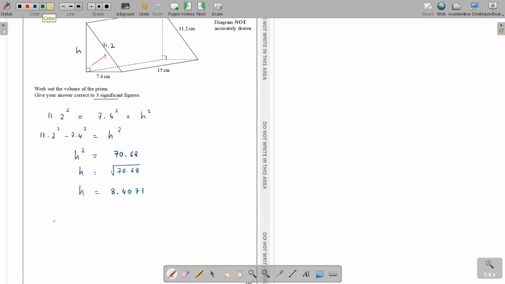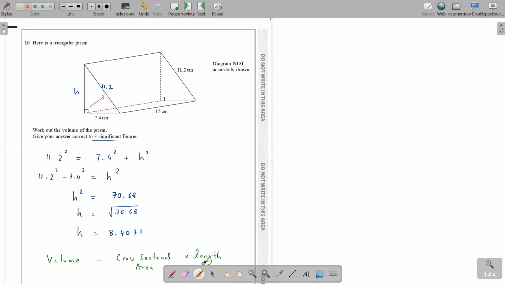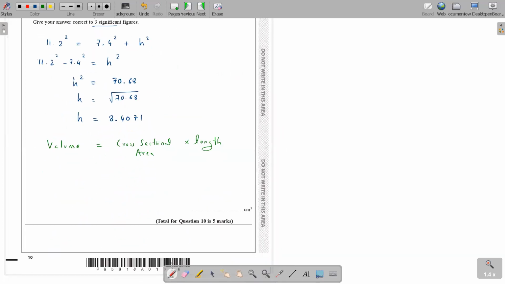So volume equals the cross-sectional area times the length. So what's the length here? Length here is actually the distance between the two cross-sectional faces. You can see here that at the front I have one cross-sectional face, at the back I have another cross-sectional face. So length is actually the distance in between these two cross-sections. So you can see here the length should be 15. This should be the length here because it's the distance between the two cross-sections. Okay, so length is 15.